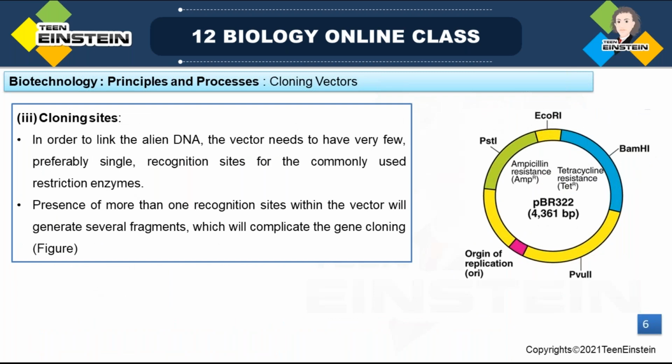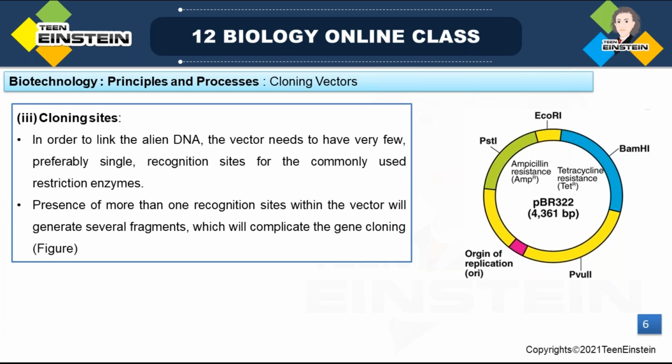So the restriction enzyme will recognize that site and attach there, and it will make a cut, thereby making the sticky ends, right? For what? For the insertion of the foreign DNA. So for linking that alien or foreign DNA, a vector should have some recognition sites. Without cutting, we can't insert that DNA anywhere, right?